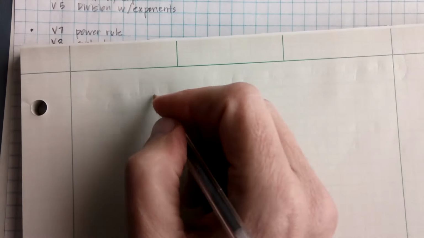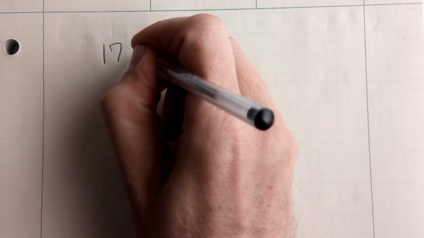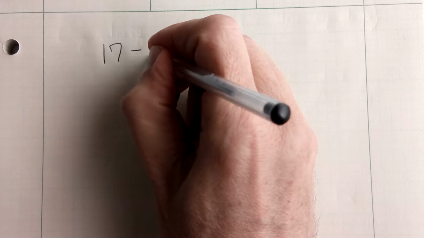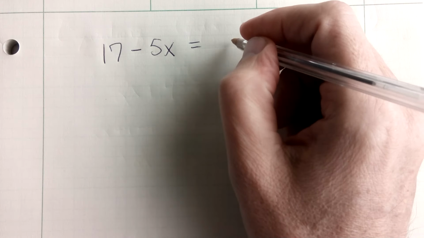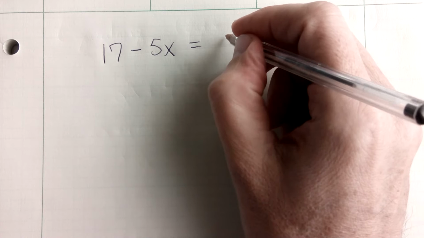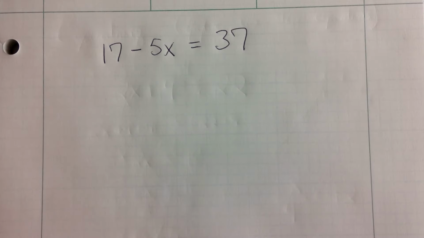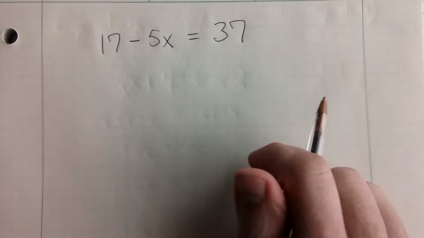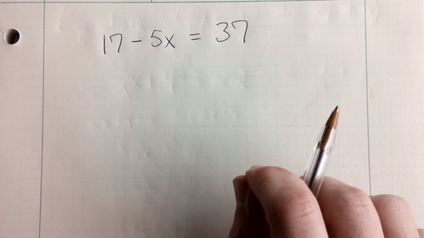Let's do something like, I don't know, 17 minus 5x equals, we'll make it not too difficult, I guess 37. Okay. Now, I know a lot of you would probably be able just to easily guess the answer to this problem. But again, what I want to do is teach you the process of solving it.